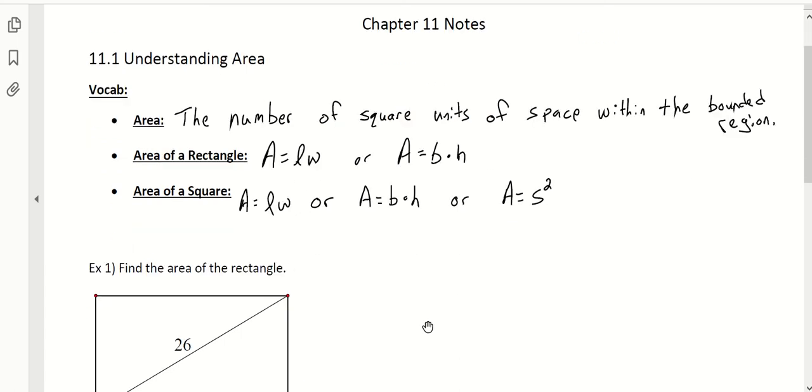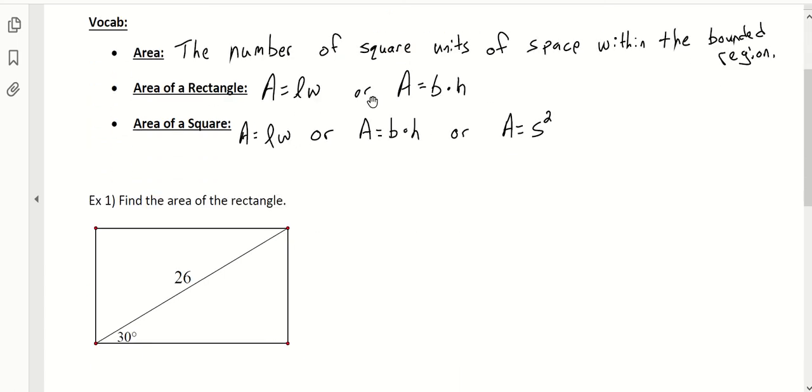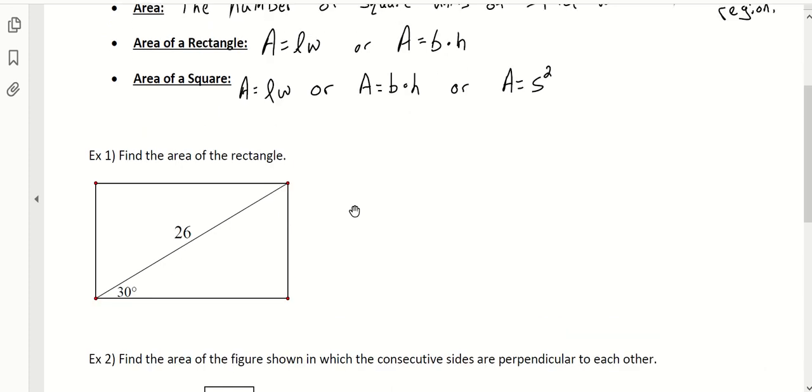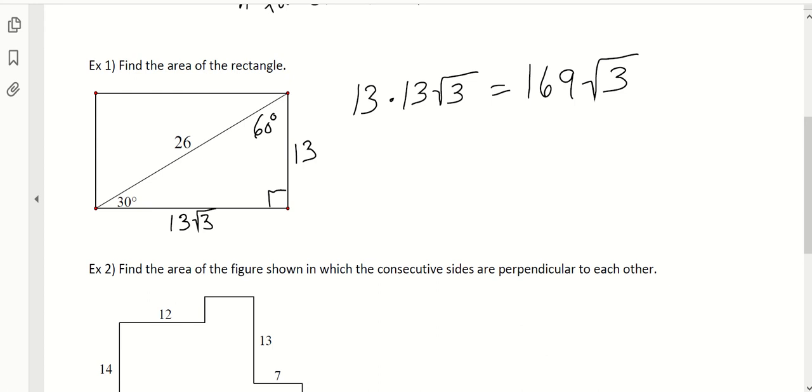Let's try example 1 on your own. Find the area of the rectangle shown here. Pause the video now and give that one a shot. All right, so we got to find the area of this rectangle. We know it's a rectangle. Every vertex angle is 90 degrees.